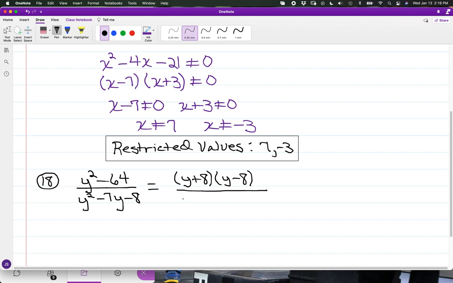And for y squared minus 7y minus 8, we factor y squared into y and y. Then we have factors of negative 8 that will add up to negative 7. One factor is y minus 8, and the other is y plus 1. Looking at the factored forms of the numerator and denominator, y minus 8 will cancel, and so we end up with y plus 8 all over y plus 1.